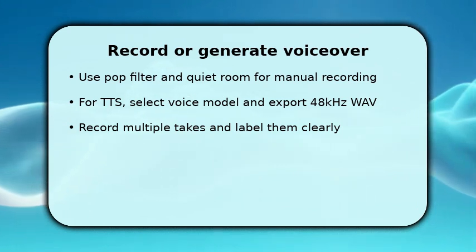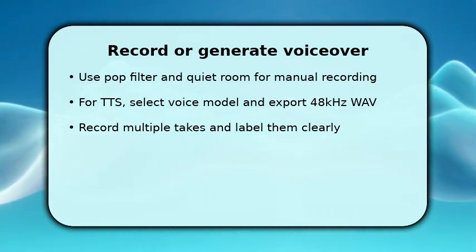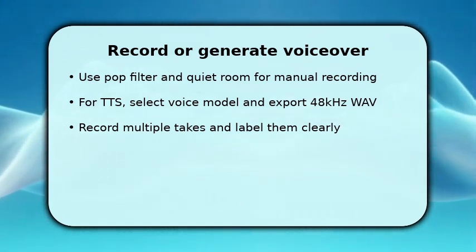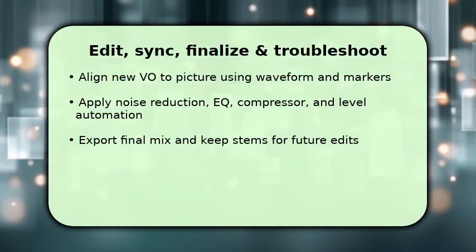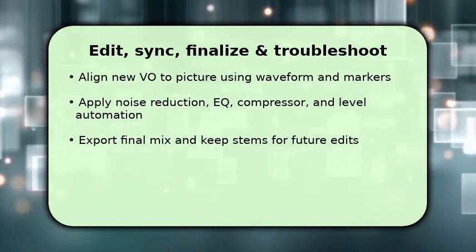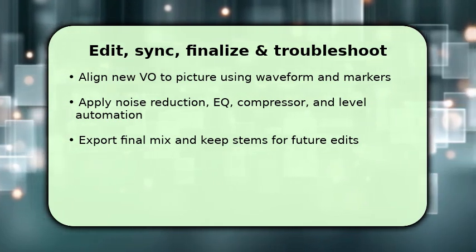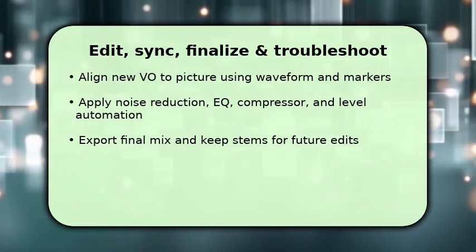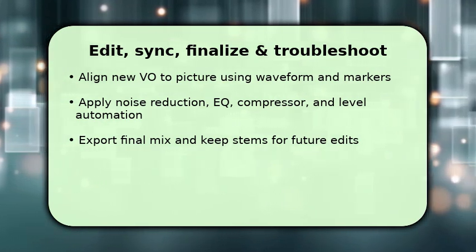Once you have takes, trim breaths, normalize levels, and group the best clips. Make sure to keep alternate takes in a separate folder for quick finish by placing the clean voice clips onto the timeline and aligning them to visual cues and waveforms for lip sync and timing. Apply subtle EQ to remove muddiness, gentle compression for steady dynamics, and fade automation to avoid pops. Once balanced, export the final mix and save separate stems.